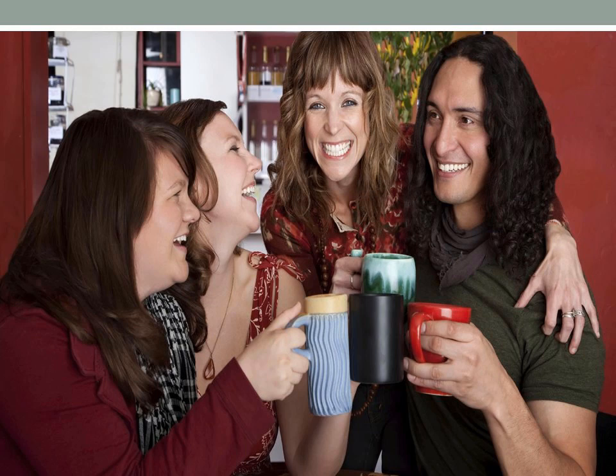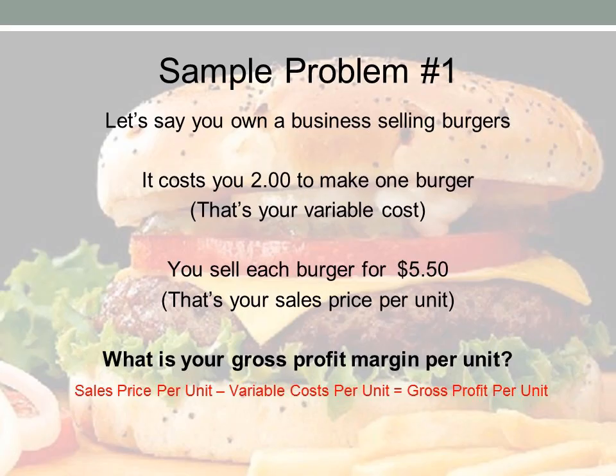So here's our first sample problem. So let's say you own a business selling burgers, and it costs you $2 to make one burger. That is going to be your variable cost. Now you sell each burger for $5.50. So remember, that's your sales price per unit.